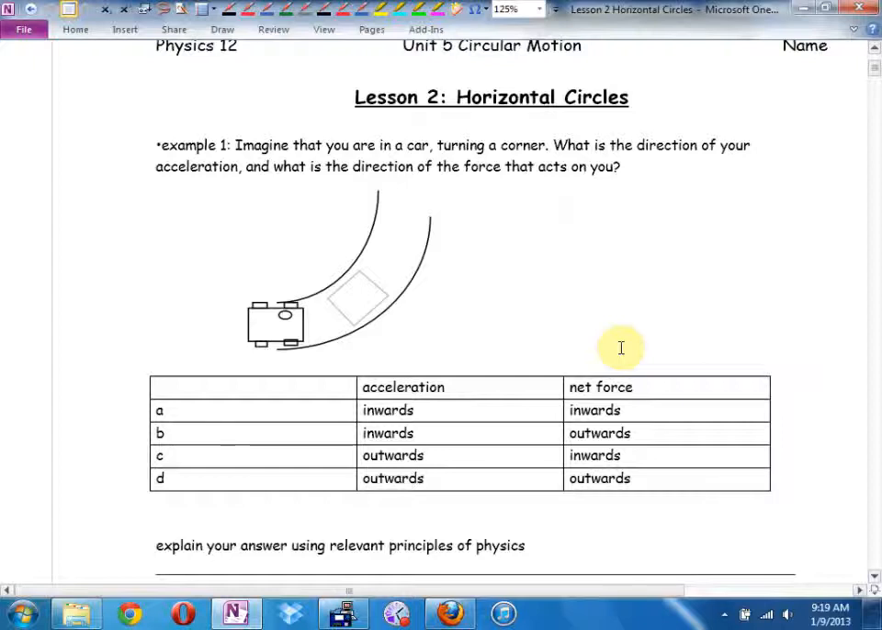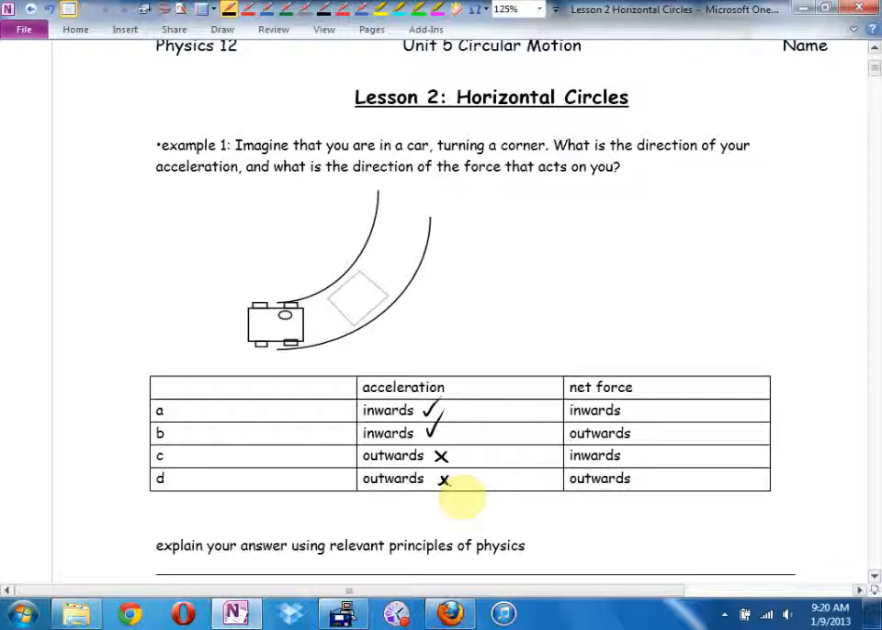No, we absolutely said it was not outwards. We said people think it's outwards because they feel like they're getting pushed out. They're not. That's your inertial mass wanting you to keep going in a straight line. What direction are you accelerating if you're moving in a circle? Always. This is key. This is fundamental. Inwards. Your acceleration is inwards. It's not outwards. You see, if you have that, then the second part of this question is obvious.